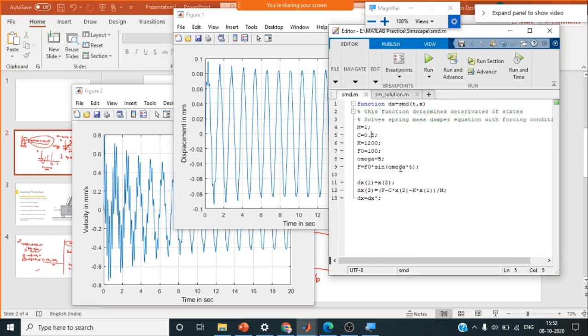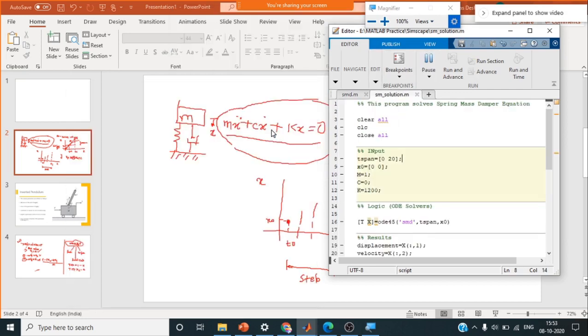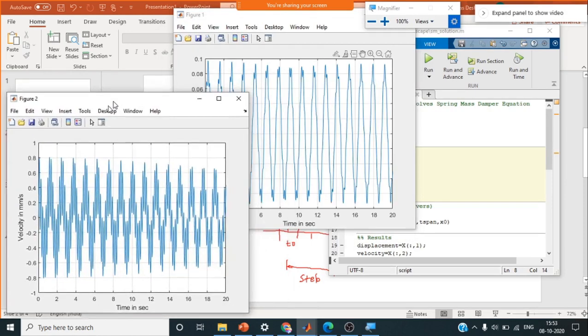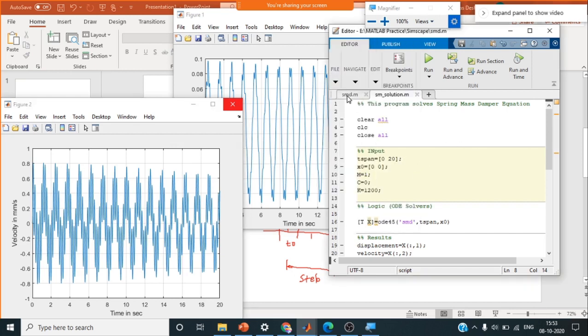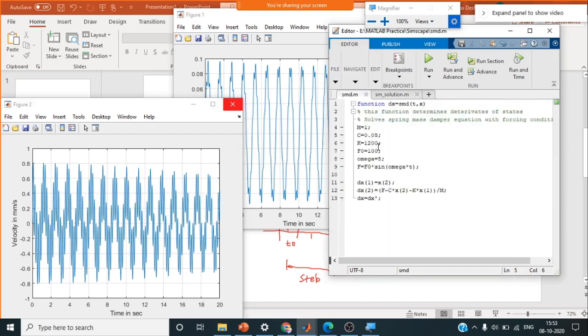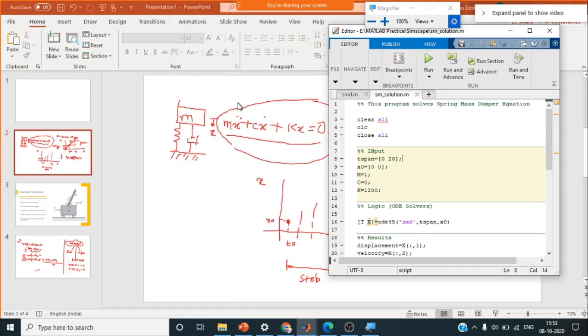If I provide less damping, you can find it will take too much time for the simulation. It will take too much time to die out. Even after 20 seconds, you can observe there are still some oscillations. Here I will provide only 0.1 or something. You can just look at how it happens.